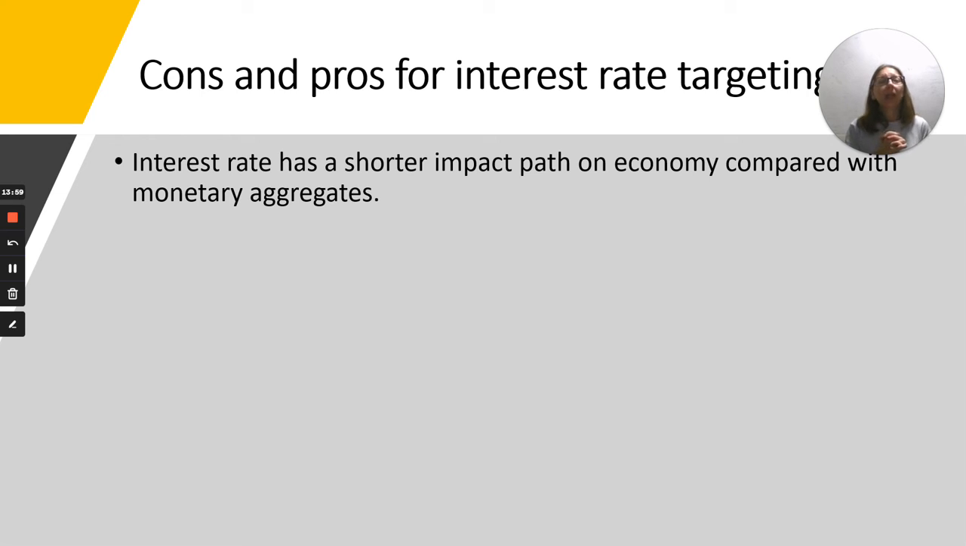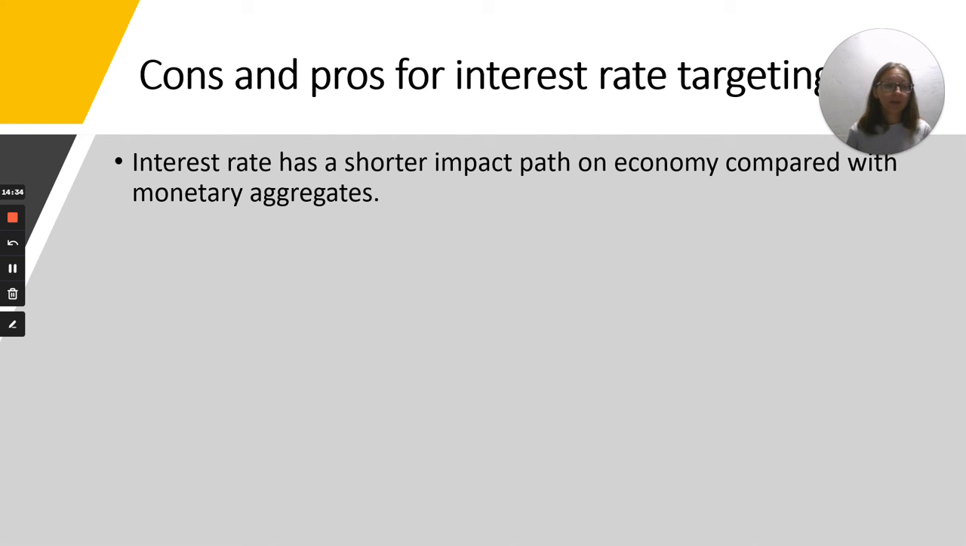But now what we see in real life is that central banks are orientated towards interest rate policy way more, and so we have this shift a bit towards keeping the interest rate stable rather than the money aggregates. So what happens, or why do they do this? The positive thing about keeping the interest rate stable, or being orientated towards the control of the interest rate, is that the impact path is shorter compared with the changes of the money aggregate.